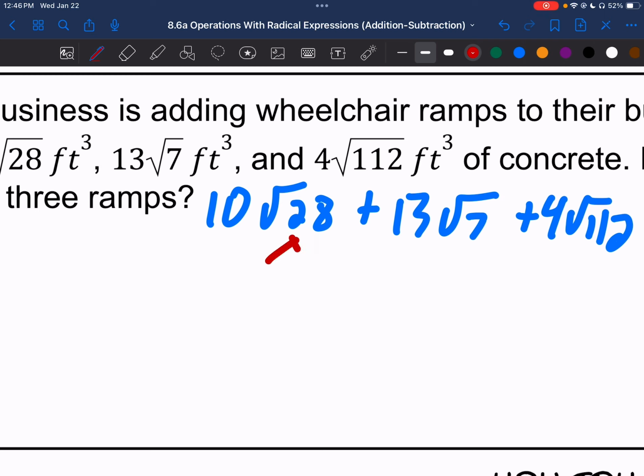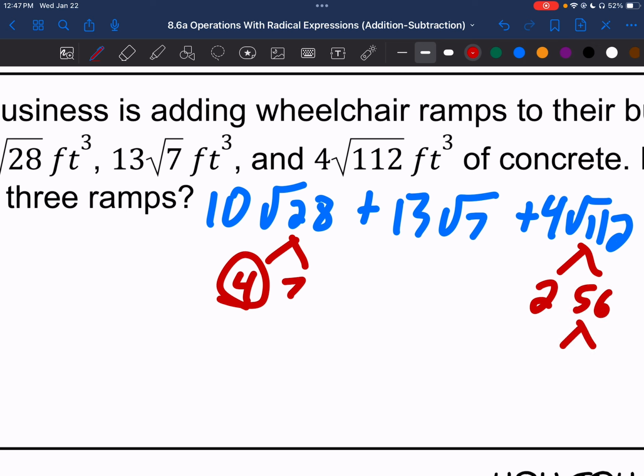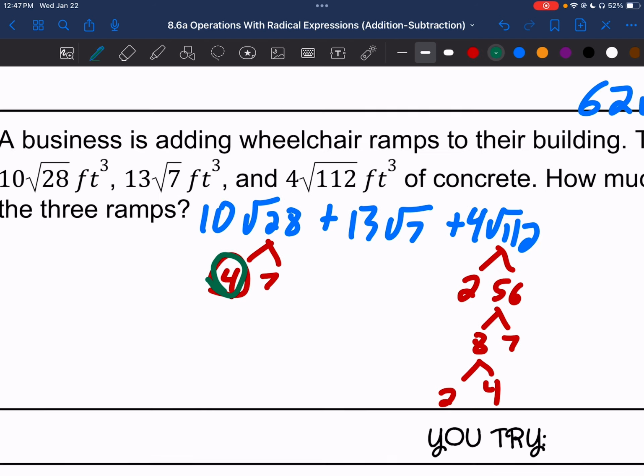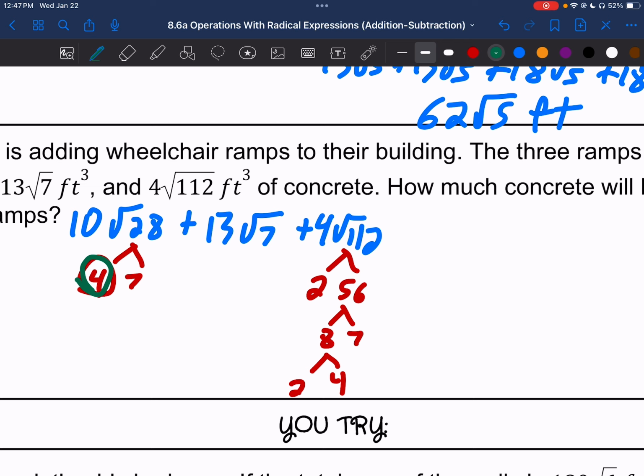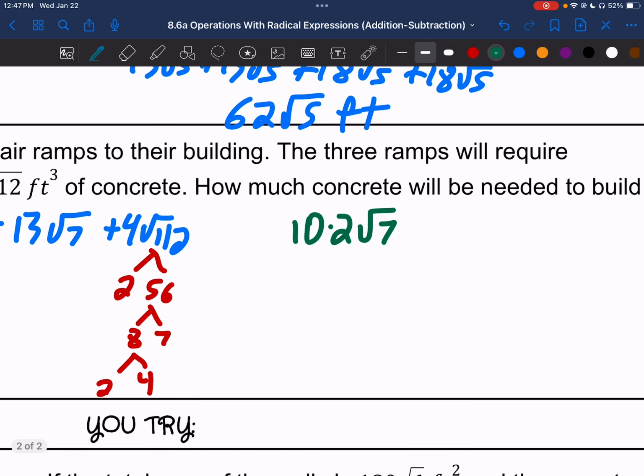So 28 breaks up into 4 and 7. 4 is a perfect square. 7 is already prime. 112 would be, well, that's 2 and 56. And then 56 is 8 and 7, which is 2 and 4. Well, I've got the perfect square of 4 there, so I'm going to write it off to the side here. So we have 10 times 2 square root 7. That's my first term. Plus 13 root 7, my second term.